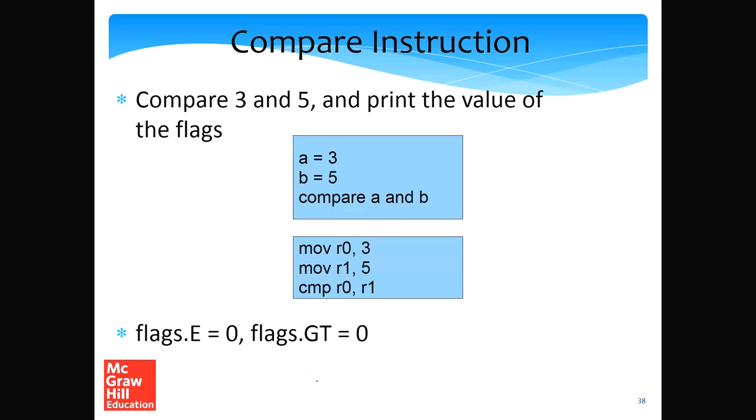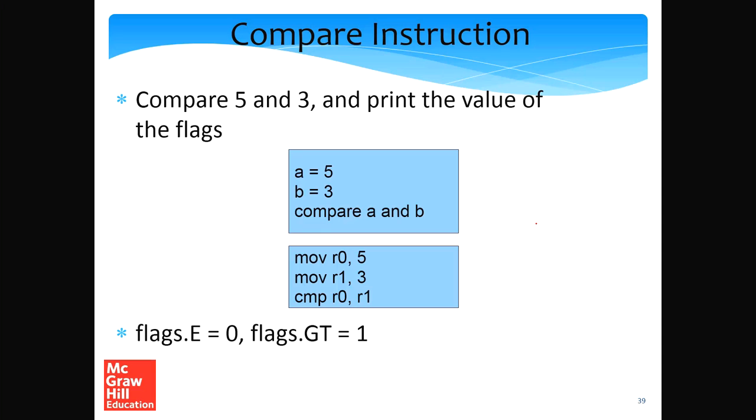So assume A is 3 and B is 5. So we first do a register assignment. We move 3 to R0, 5 to R1 and we compare R0 and R1. Since 3 is less than 5, we'll have the less than condition, right? So there is no equality and there is no greater than. So the equal flag will be 0 and the greater than flag will be 0.